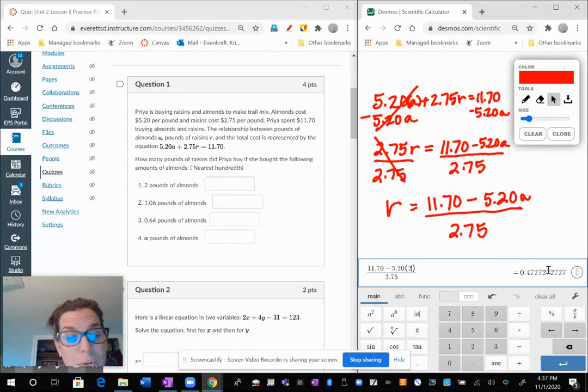Yeah, less than a pound because you bought too many almonds. So it looks like around 0.47. Nearest hundredth is 2 decimals. So it looks like a little less than half a pound of raisins you can purchase. Now it's saying, okay, let's get less almonds. Let's only buy 1.06 pounds. Well, now you can afford 2.25 pounds of raisins if she spent 11.70.